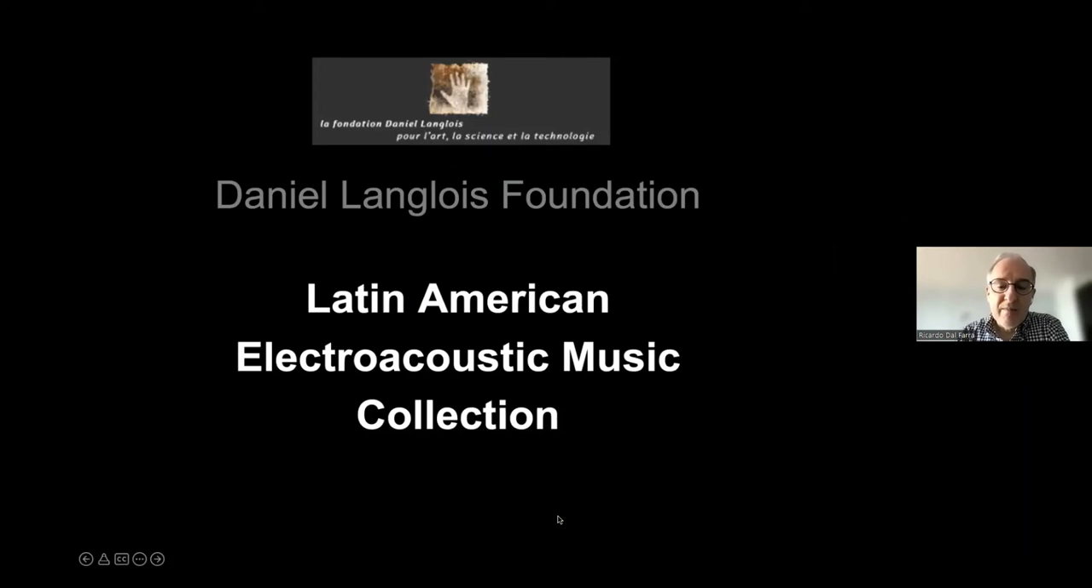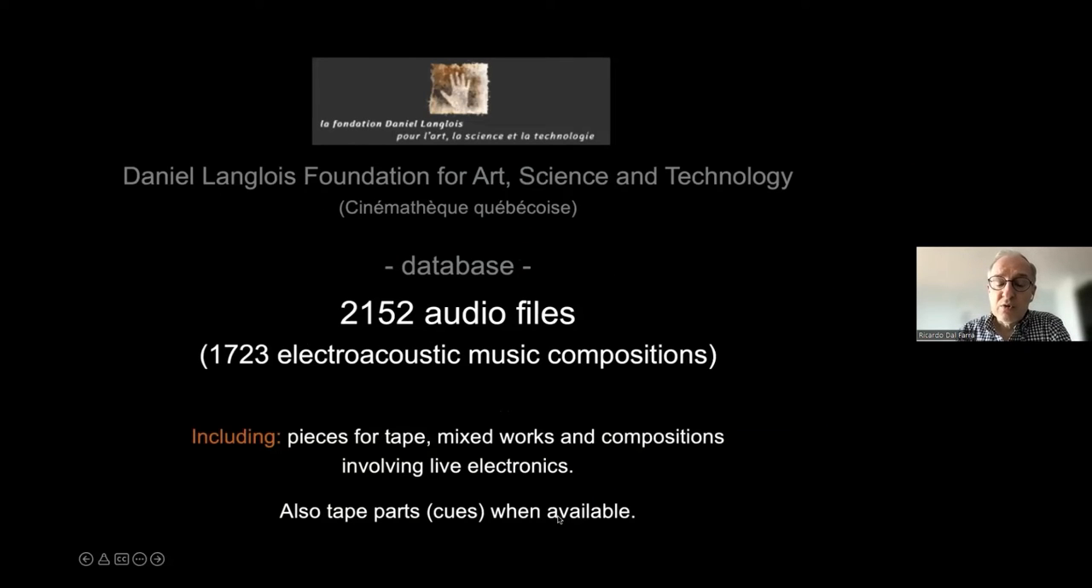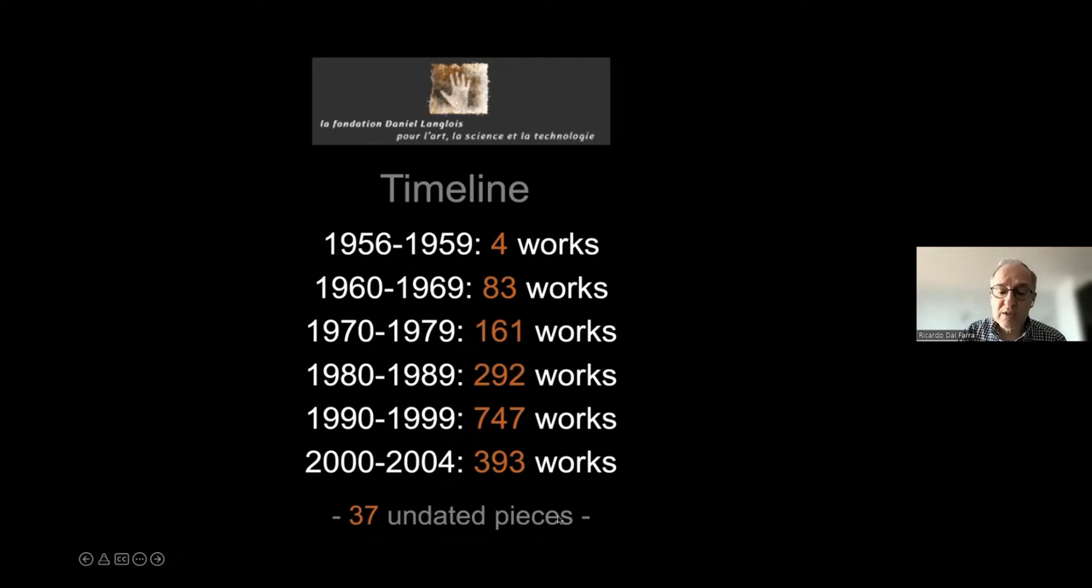Then, because in the UNESCO project it was only text, the Daniel Langlois Foundation finally supported me to do the Latin American Electroacoustic Music Collection, to do preservation, documentation, and dissemination of recordings. So there are over 2,000 audio files of 1,723 electroacoustic and computer music compositions by more than 700 from Argentina, more than 150 from Brazil, even from countries like Guatemala, Mexico, Paraguay, Peru, Puerto Rico, so many works starting from the mid-50s.